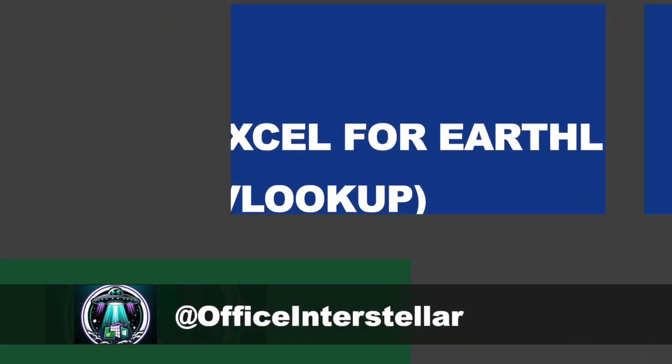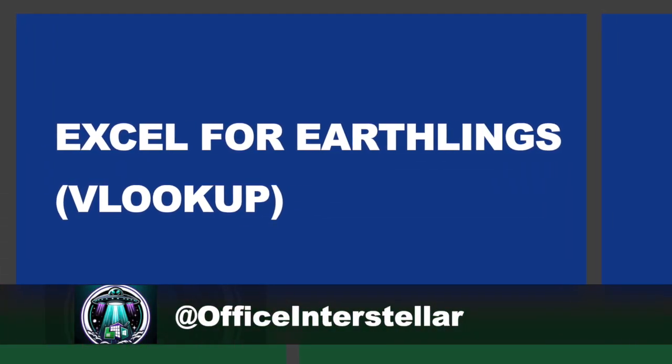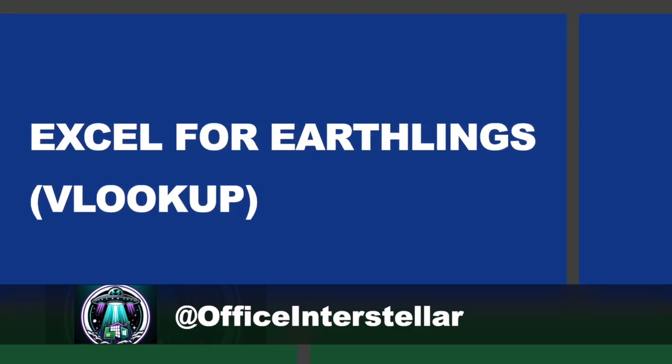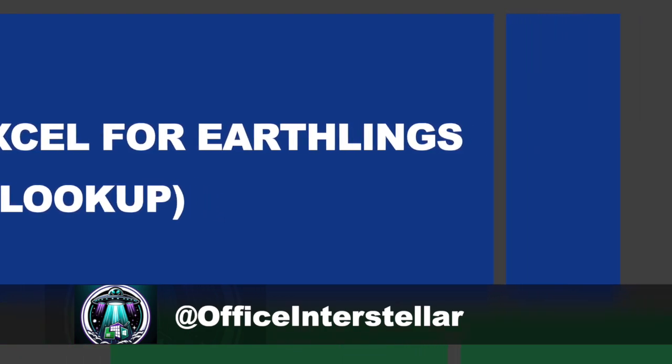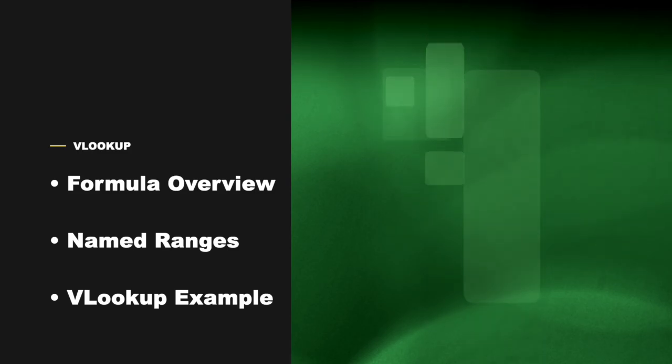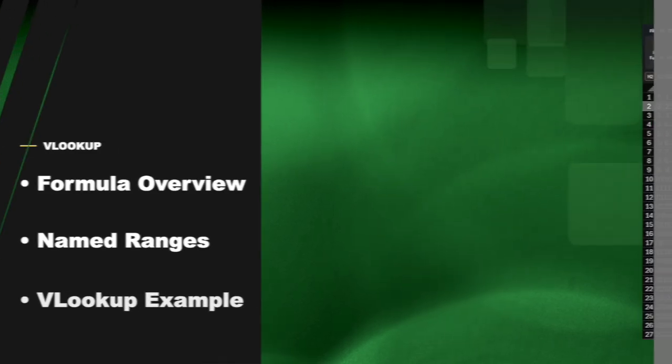Hello, Office Interstellar here. Today I want to run through a quick example of pulling data from an existing spreadsheet into a new custom table using the VLOOKUP formula in the latest Office 365 version of Excel. First, I'll go over the important terms, next through an example of setting up a named range, then I'll walk through the full VLOOKUP formula example.